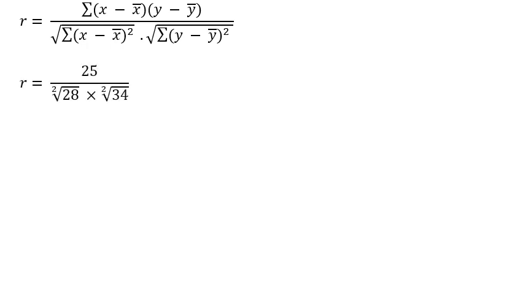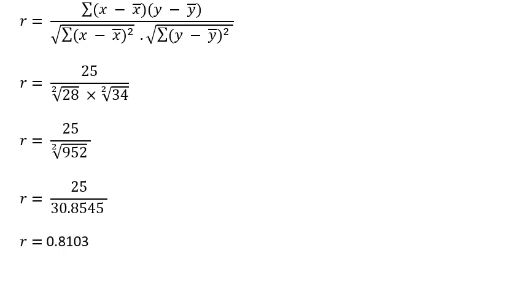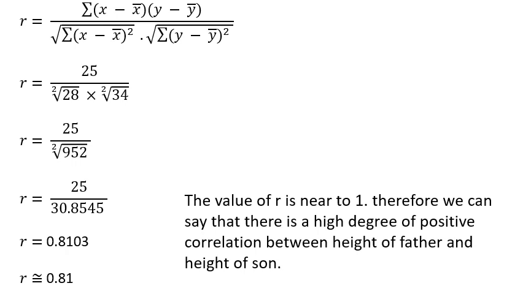25 upon root 28 into root 34. We will multiply the values under the root. That would be 25 upon under root 952. Out of the root, 25 upon 30.8545, that would be 0.8103. Round figure, r is 0.81. This is positive and very near to 1. We can say that there is a high degree of positive correlation between height of the father and height of the son. Moving on to the second question.